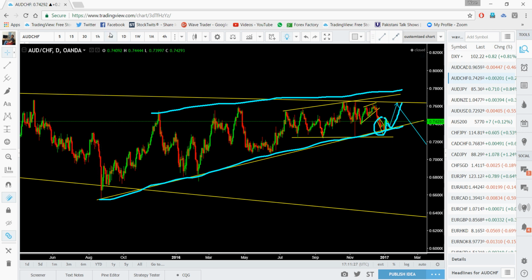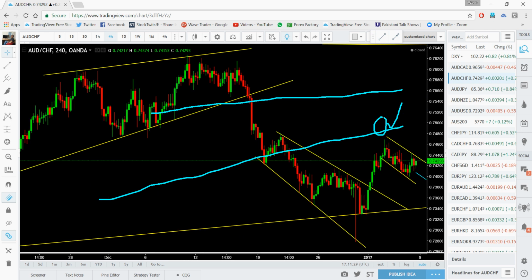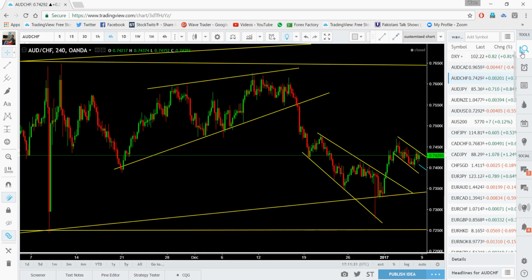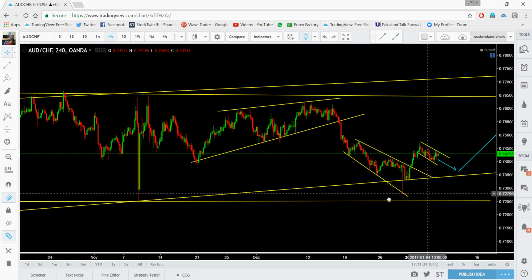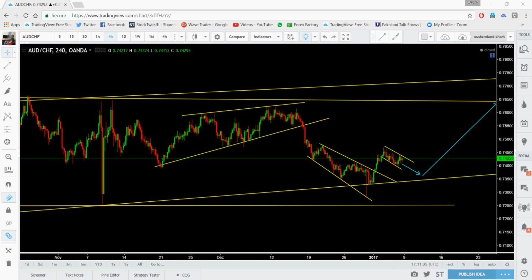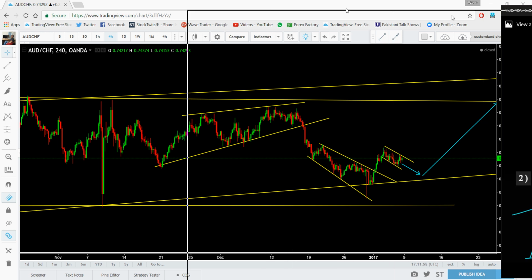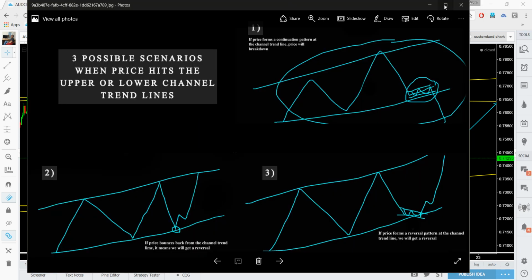So once we got the reversal channel, the reversal formation over there, and a break to the upside with a strong impulse, then there was continuation to the upside. So this is the continuation pattern formation over there. Okay, so these are the types which you can see once price hits your trend line.